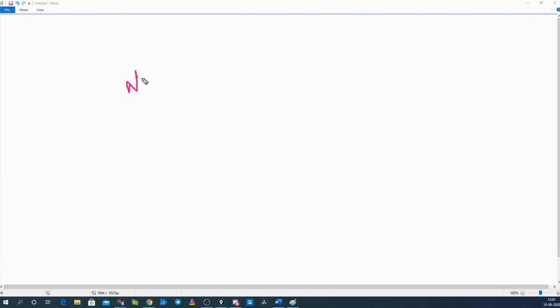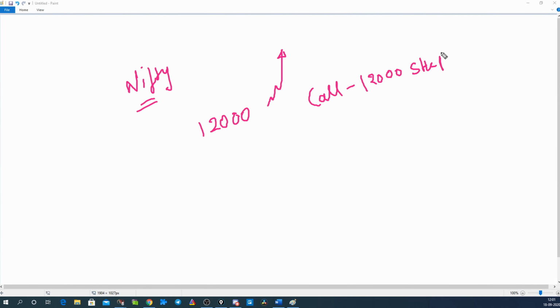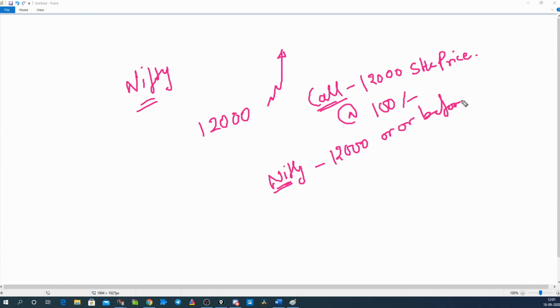Let's say you want to trade Nifty option and Nifty is trading at, let's say, 12,000. You believe that Nifty is going to go up from here, so you buy a call option of 12,000 strike price at, let's say, 100 rupees. If you are buying this call, you have the right to buy Nifty at the rate of 12,000 on or before the expiry. The expiry, as we discussed, is on every Thursday of the week.